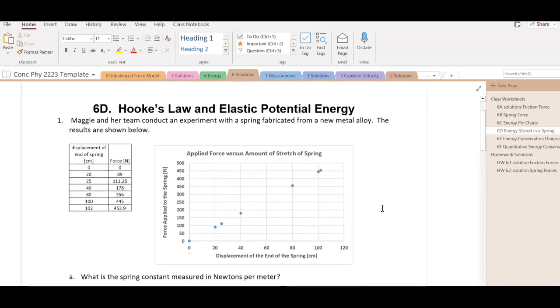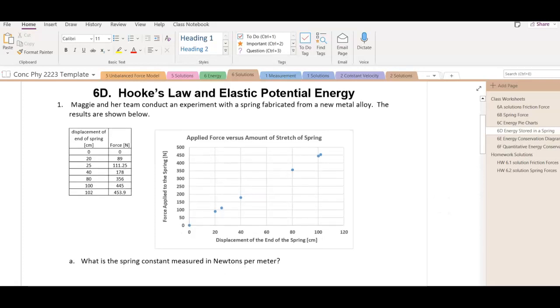The first problem says that Maggie and her team have conducted an experiment with a spring that's been fabricated from a new metal alloy. And here are their results. So we've got a table that shows the displacement of the spring and how much force it took to cause that displacement. And this is a graph of the applied force versus the displacement of the end of the spring. They're asking us for the spring constant.